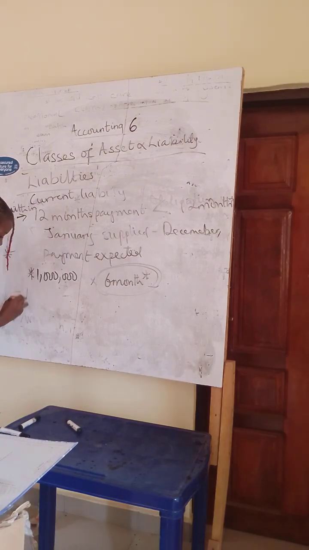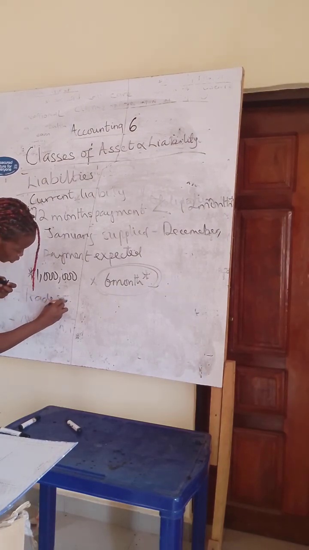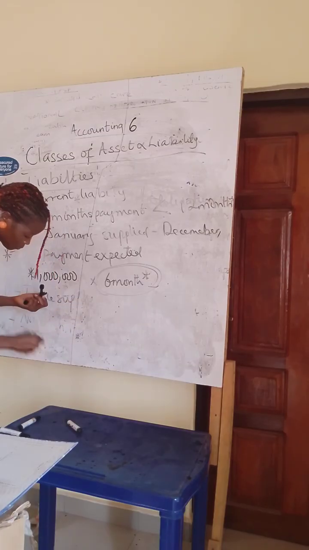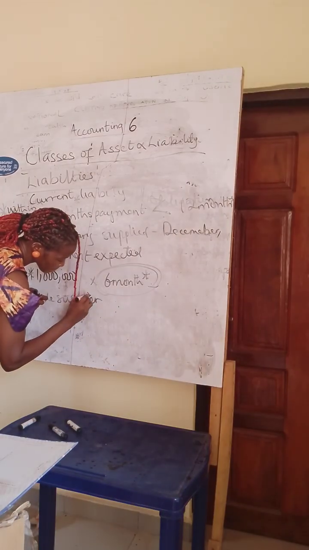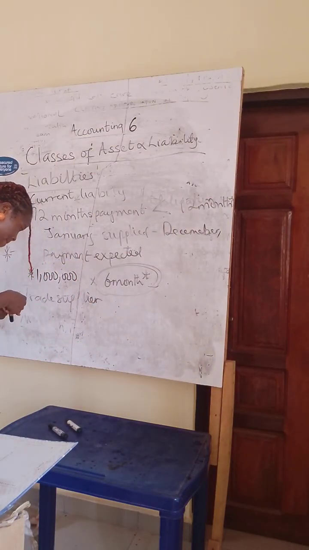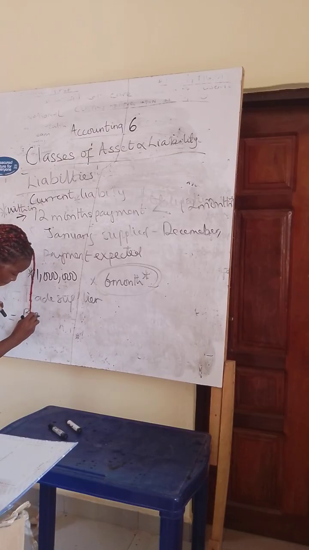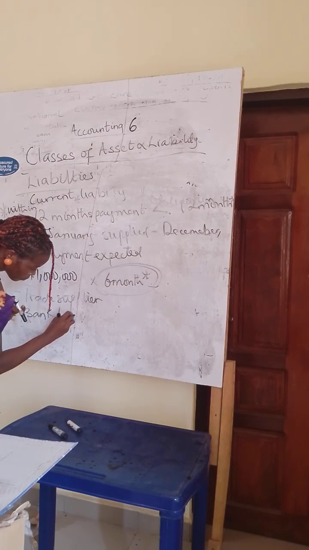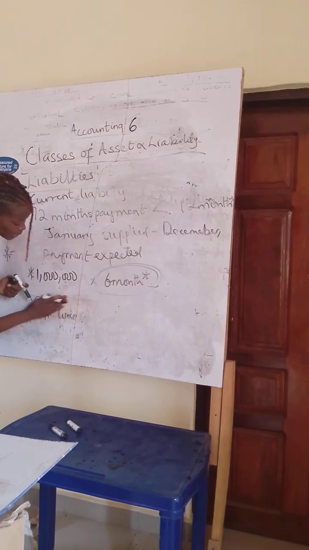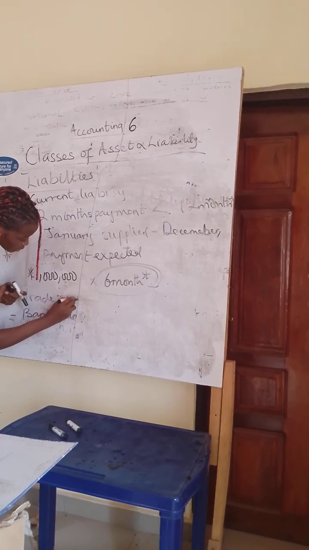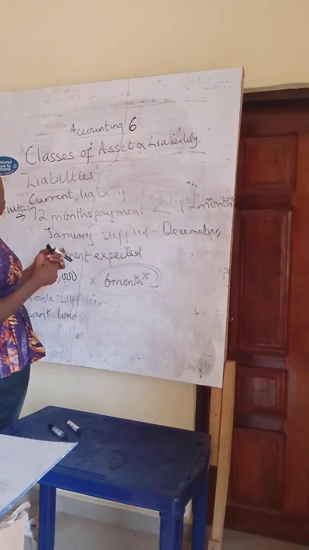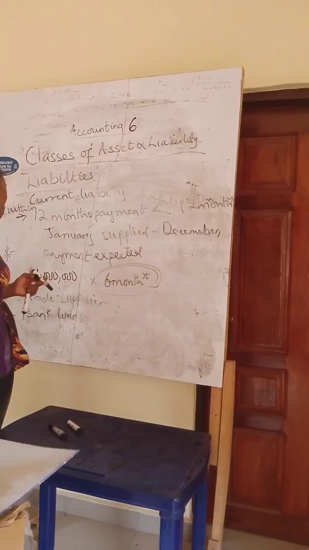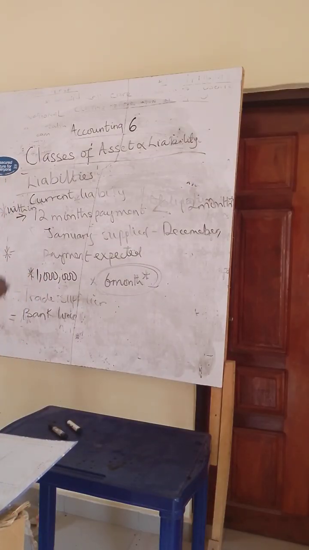So examples are like your trade suppliers, those that supply you items on credit, or a bank loan as the case may be. As long as it's within 12 months or less than 12 months, it is a current liability. Are we together? Now, a non-current liability is any payment that is expected after 12 months.